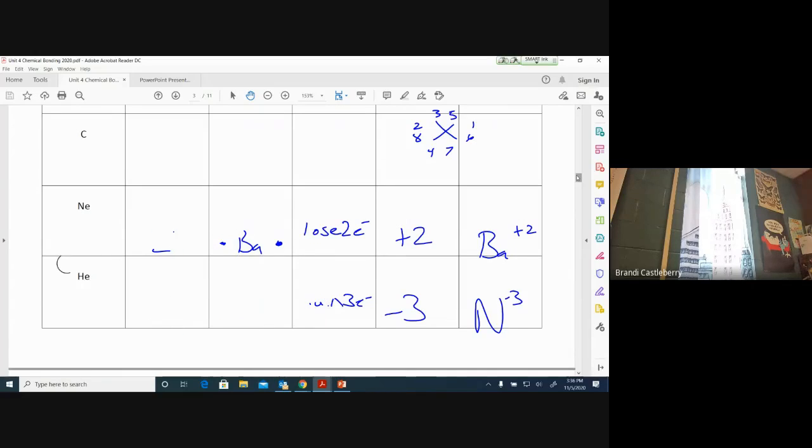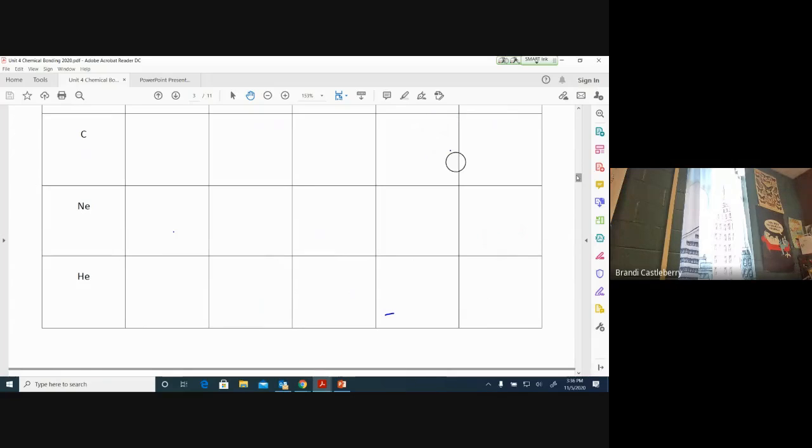All right, scroll down. For carbon, find me carbon. How many valence electrons does it have? It has 4. Okay, so carbon has 4 valence electrons. So when I draw its symbol, it's gonna be 1, 2, 3, 4. Now this is a weird one.